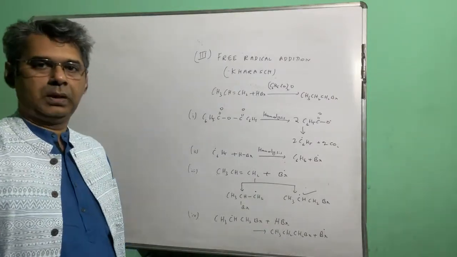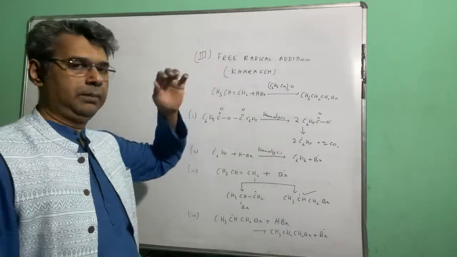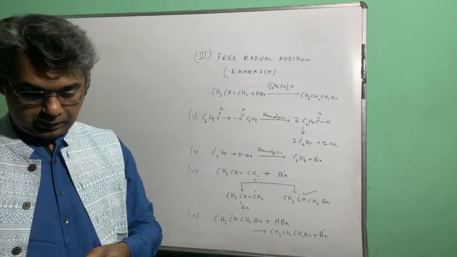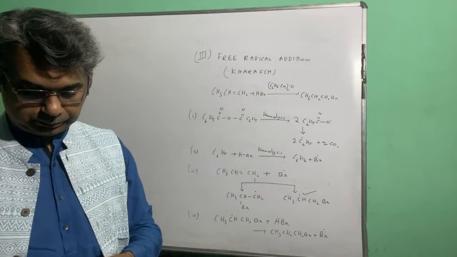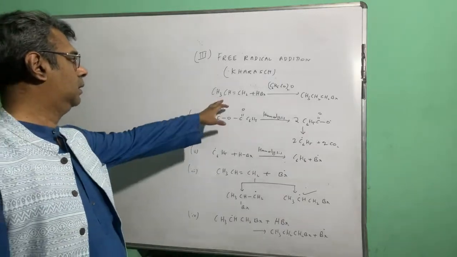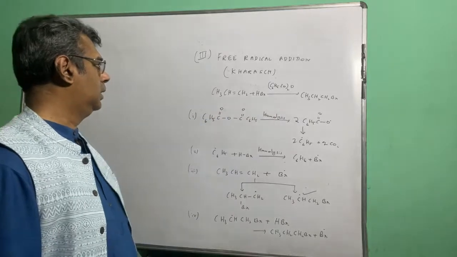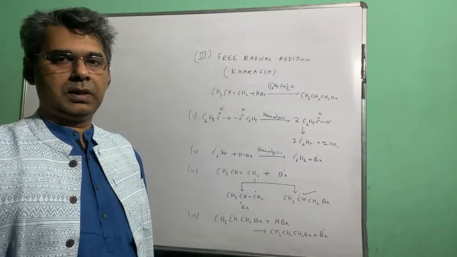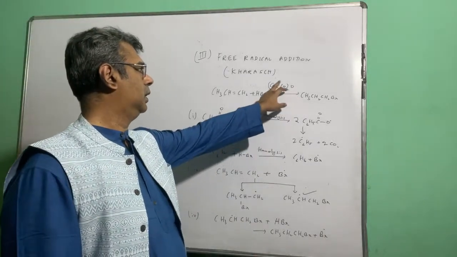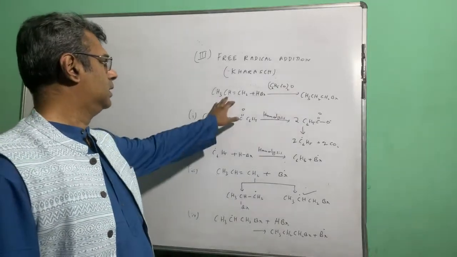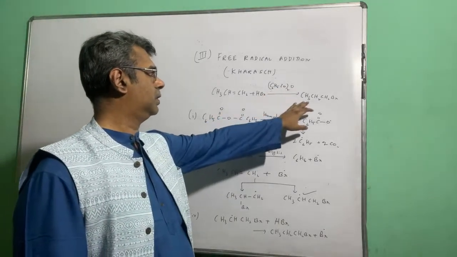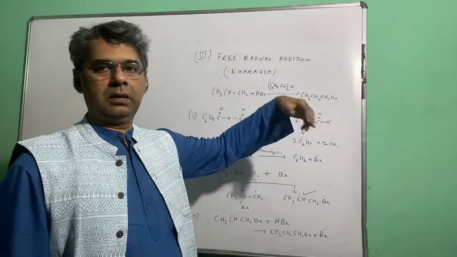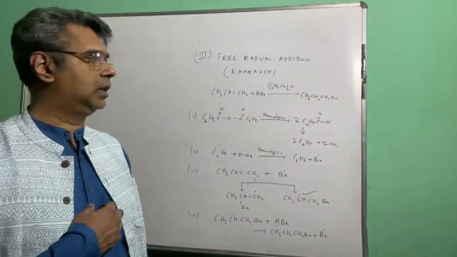Okay, so let's have a look at the mechanism of free radical addition, that is Kharash. Basically CH3 CH double bond CH2 plus HBr, in the presence of an organic peroxide, benzoyl peroxide, C6H5CO whole twice O. So CH3 CH double bond CH2 plus HBr in presence of benzoyl peroxide gives CH3 CH2 CH2Br. You can see that this is a complete opposite of Markovnikov. That's why we say anti-Markovnikov.